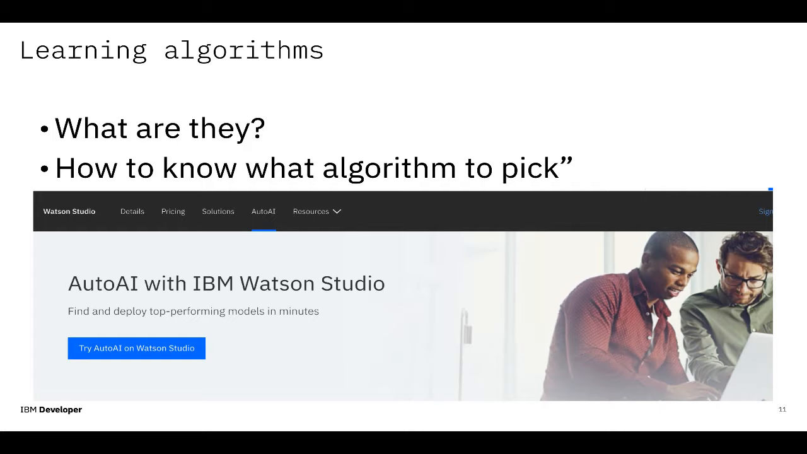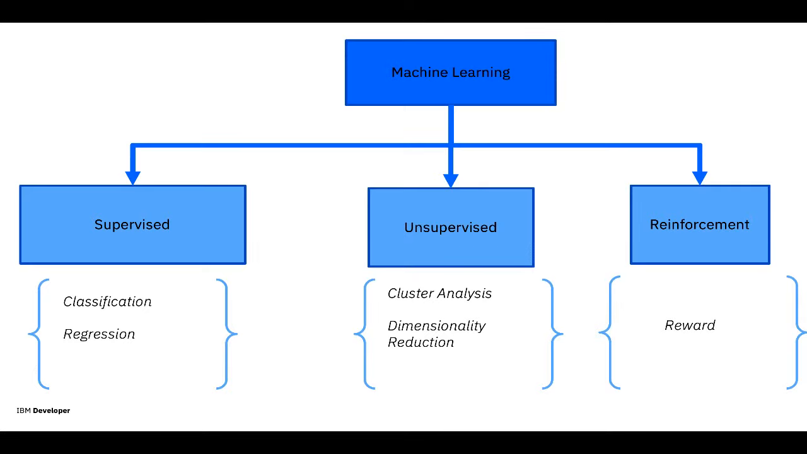So going over machine learning algorithms, there are three main styles of algorithm. One is supervised learning, another is unsupervised learning, and there's also reinforcement learning. These are just some categories of machine learning models, machine learning algorithms.